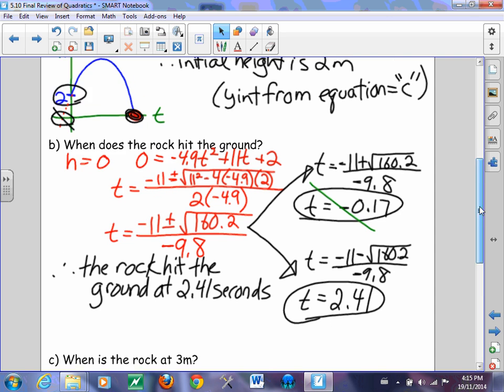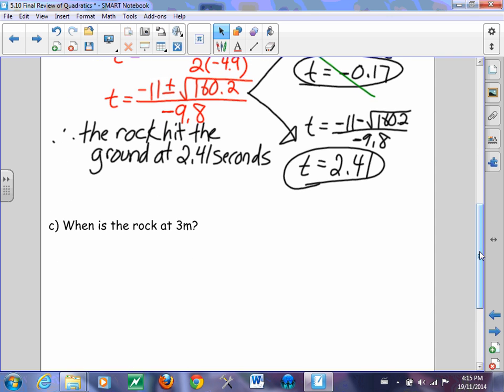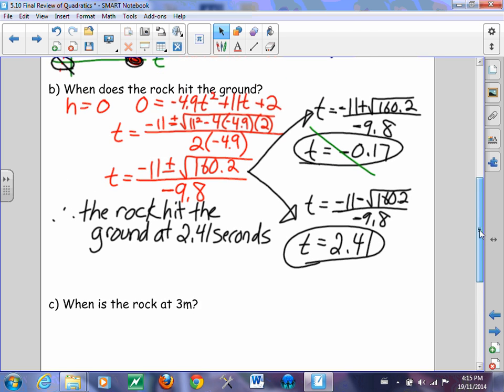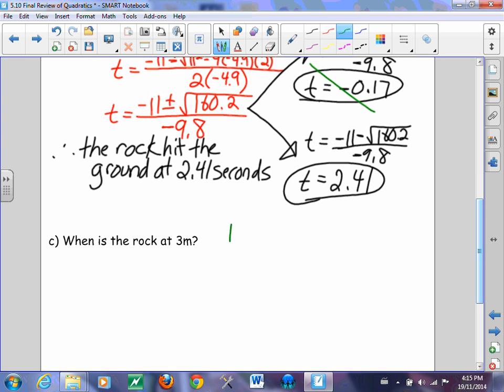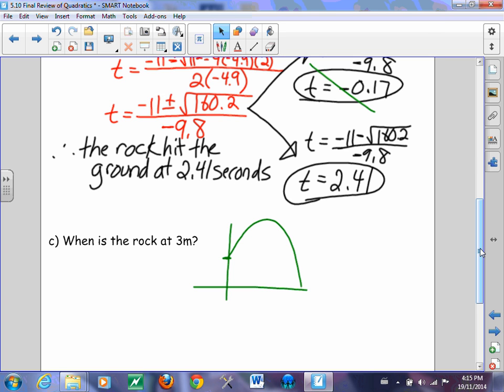Next question. When is the rock at 3 meters? Okay. So I'm just going to quickly sketch this graph again. We noticed we started at 2, right? So we went up, come back down. And if we're asking when's the rock at 3 meters, we're not sure if it's going to actually get 3 meters, so it could be here or it could be here. We'll double check it after.